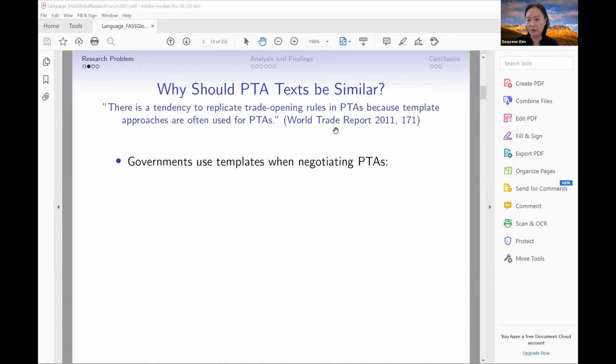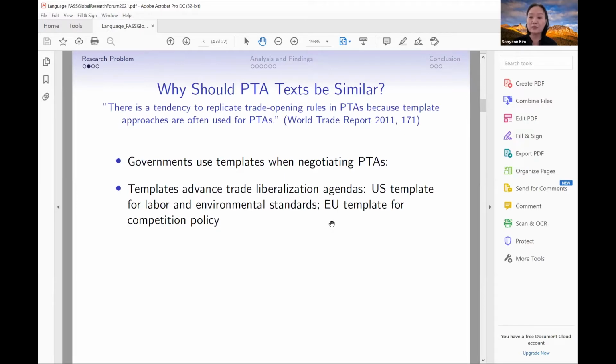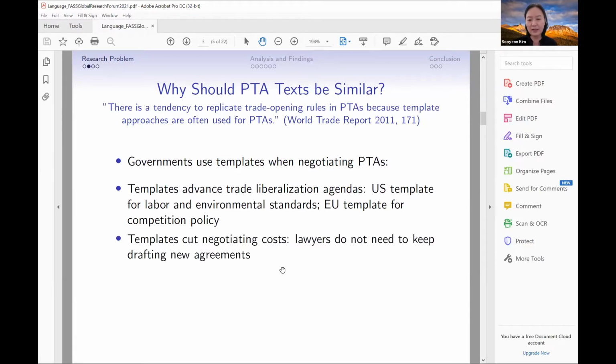And this makes a lot of sense on the one hand. So governments use templates when they negotiate PTAs because they can advance specific trade liberalization agendas. For example, the US template for labor and environmental standards, which is a result of a state-society bargain, right? The US government responding to pressures from domestic groups for labor and environmental standards that should be encoded into trade agreements. The EU has a similar template for competition policy in trade agreements, right? Well, templates also cut negotiating costs. This is more of a joke, but yes, lawyers do not need to keep drafting new agreements. Once they have a good agreement with the right legal language, they can use it over and over again, and governments will be efficient in doing so.